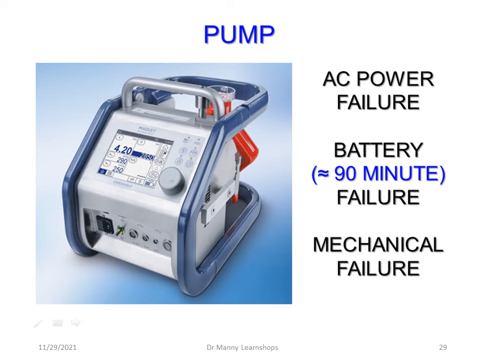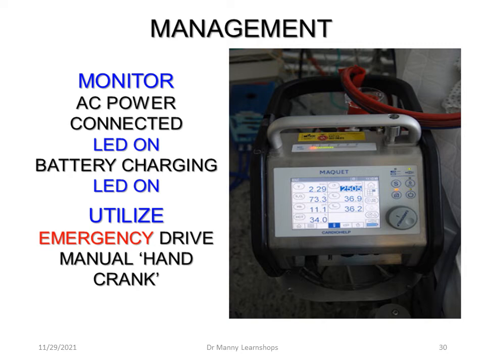Then you've got the pump. The pump can fail as a result of AC failure. In the CardioHelp, you've got a battery life of 90 minutes. It can also result in mechanical failure. All pumps can. It's a machine. When it comes to the management, you can monitor if the AC power is connected on most devices. It informs you on an LED. It informs you whether the battery is charging. And in most, there's an emergency crank or drive that can be utilised to provide manual power until you can disconnect the patient or use the bridge.